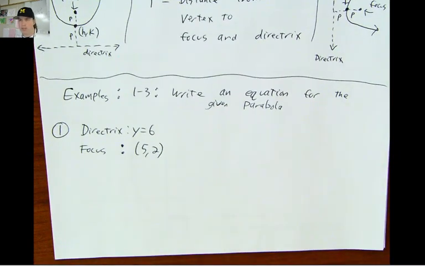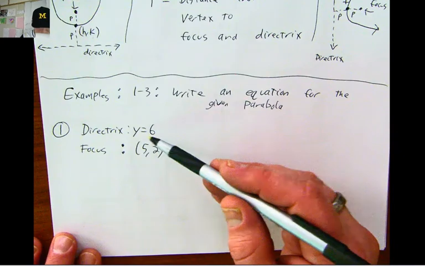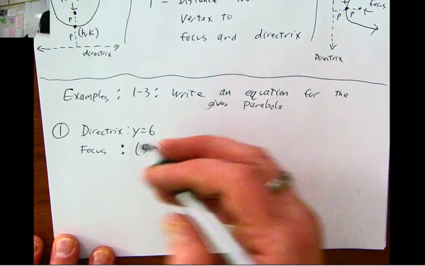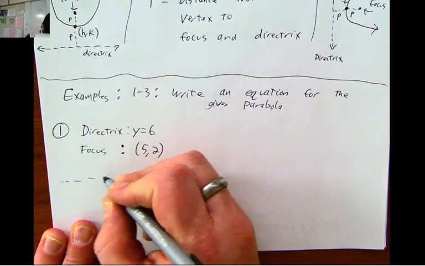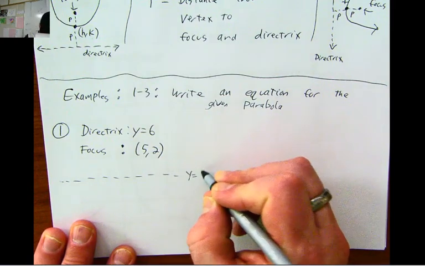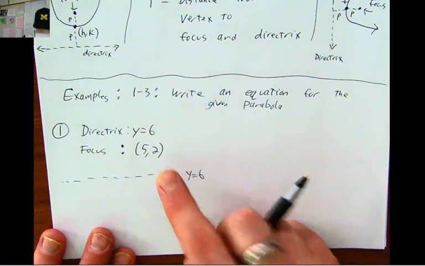Alright, so in these first three examples, I want to write an equation for the given parabola. In this case I have a directrix of y equals 6. I'm going to draw that in. The directrix is this dotted line, and the focus is at (5, 2).